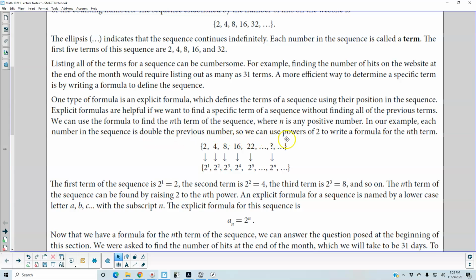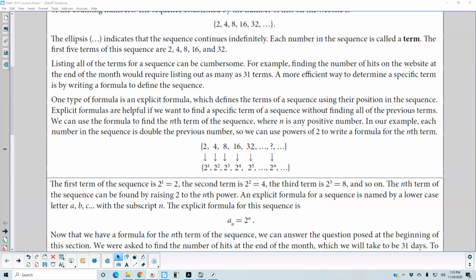In our example, each number in the sequence is double the previous number. So we can use powers of 2 to write a formula for the nth term. 2 to the first power is 2. 2 to the second power is 4. 2 to the third power is 8. 2 to the fourth power is 16. 2 to the fifth power is 32. Again, the first term of the sequence is 2 to the first power. The second term is 2 to the second power, which is 4. The third term is 2 to the third power, which is equal to 8, and so on. Now the nth term of this sequence can be found by raising 2 to the nth power, so that would be 2 to the nth power.